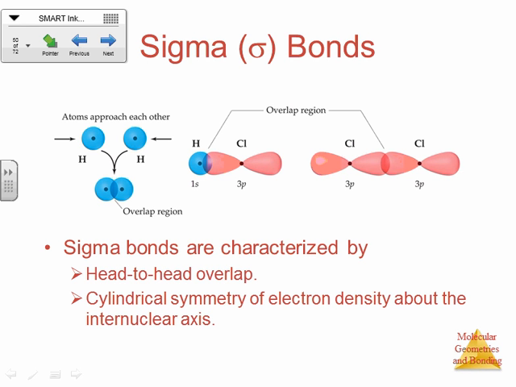So s and p orbitals talk about the shape of the orbitals. The sigma and pi bonds, those are different things. That has to do with whether we're doing a single bond or a double bond.